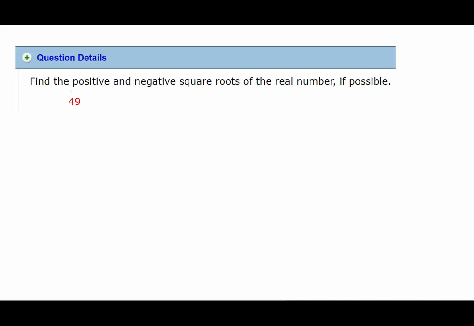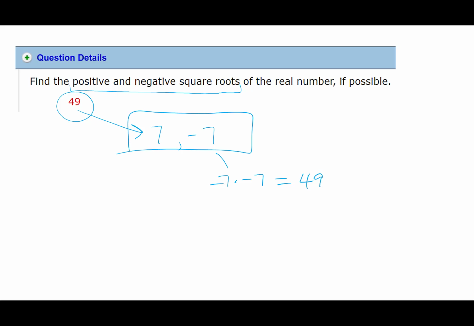This one says find the positive and negative square roots of this number, 49. That means two answers. If we take the square root of 49, we know the square root is a positive 7, but there's also a negative square root, which would be negative 7, because negative 7 times negative 7 equals positive 49, and so does 7 times 7. So your two answers, with a comma between them, are 7, comma, negative 7.